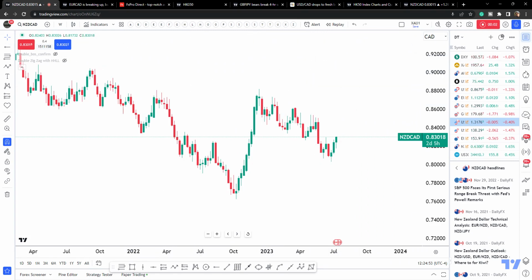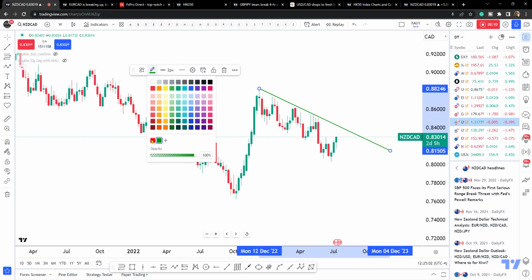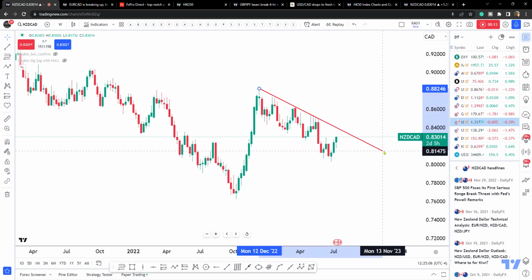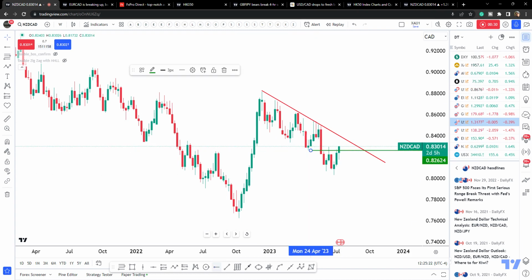The New Zealand Canadian dollar on the weekly chart is in a downtrend. Now, the current state of play is that it's coming up in towards what might be regarded as a support area between here and here. Sorry, a resistance area. More specifically, this area here.